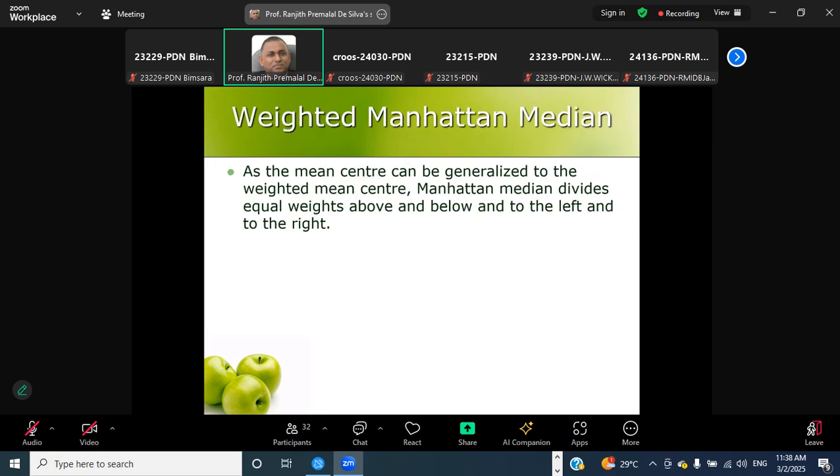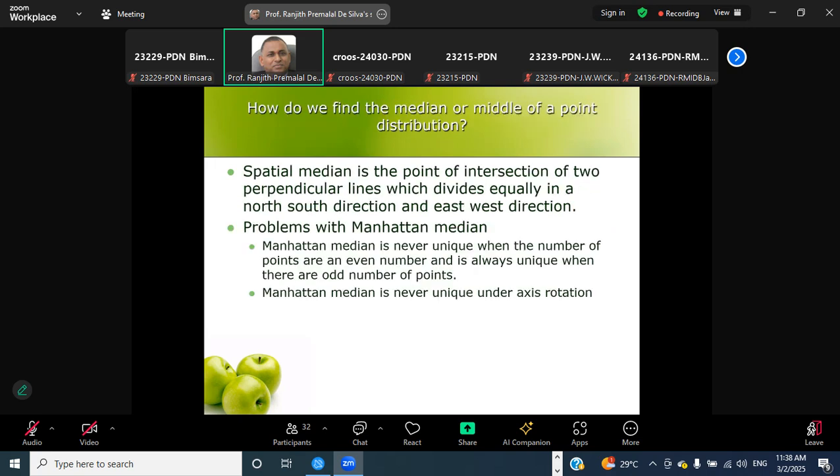And you can put the weighted Manhattan median, just put the weights. Also, the spatial median is a point of intersection of two perpendicular lines which divides equally in a north-south direction and east-west direction.